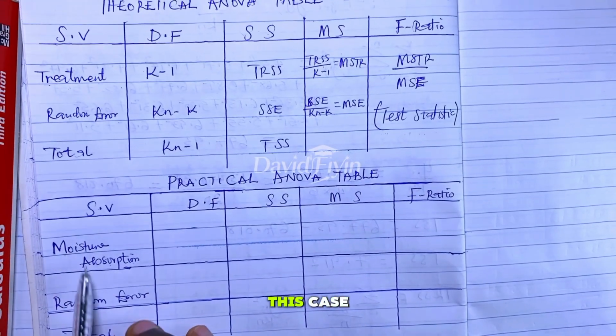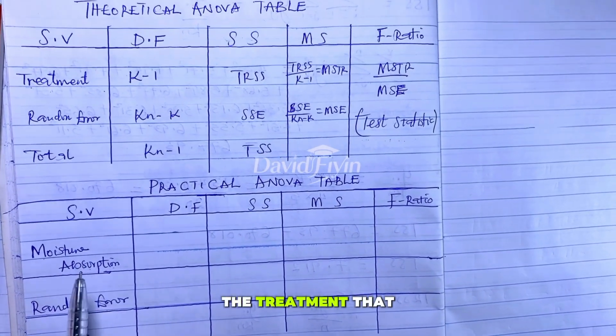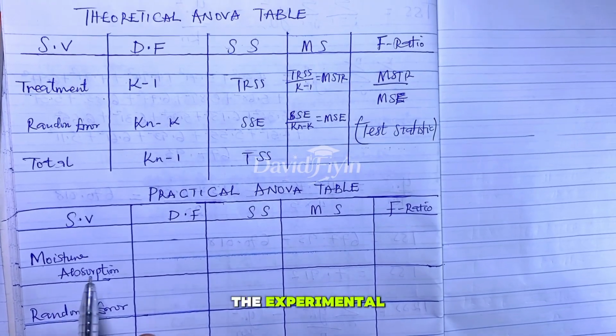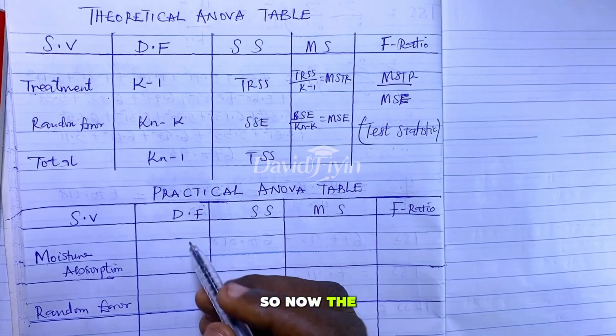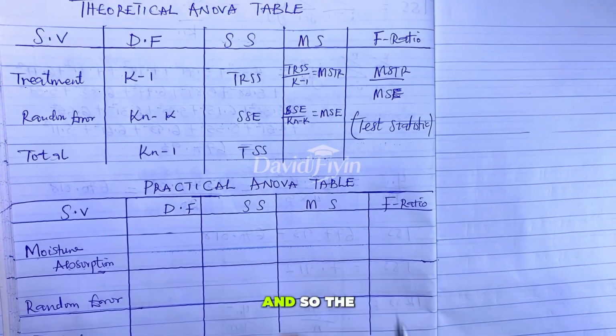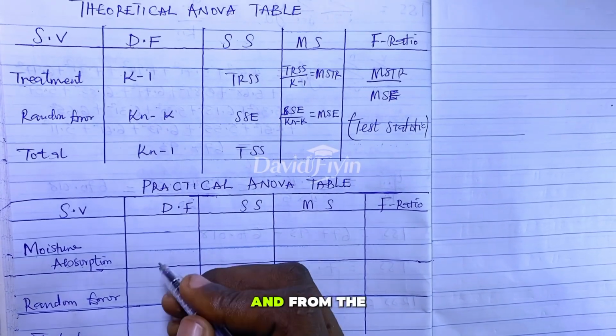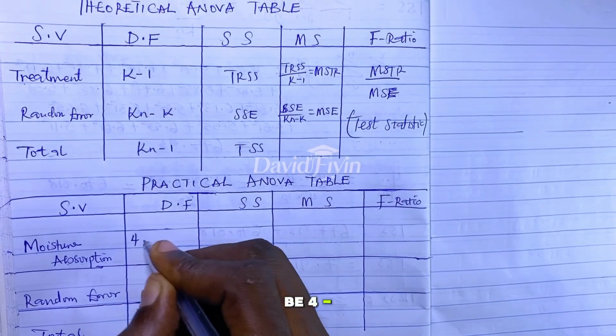In the case of the question that we are solving, the practical that we are dealing with, the treatment that was applied to the experimental materials was moisture absorption. Now, the next thing is to get our degrees of freedom. K is the number of treatments, and from the data that was given, there were 4 treatments. So our K is going to be 4 minus 1.